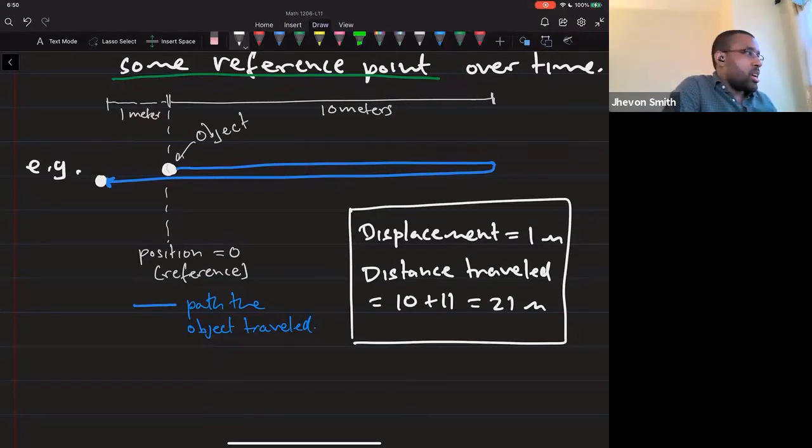Now, why would I care about displacement versus total distance traveled? Let's say I'm concerned about something like fuel consumption. It's a very different scenario to travel 1 meter versus 21 meters on some fixed amount of fuel, right? So I would want to know the difference between these two. Now, how would you go about actually computing these?